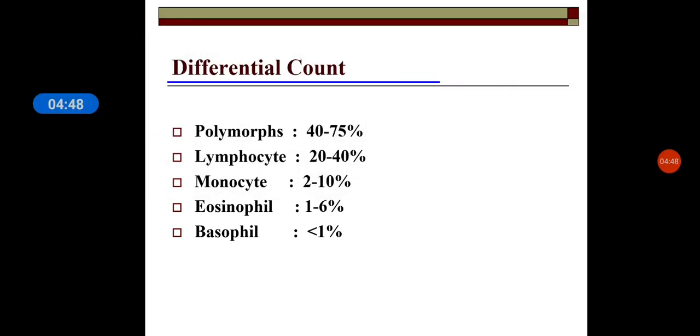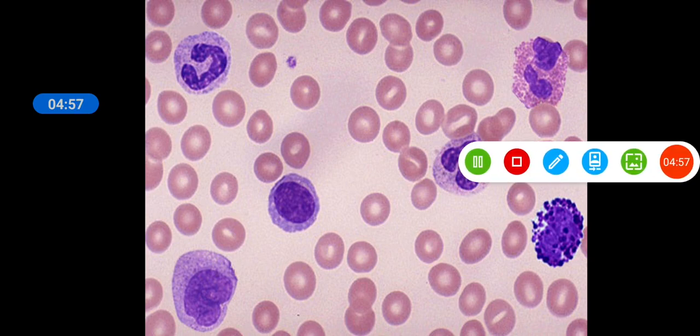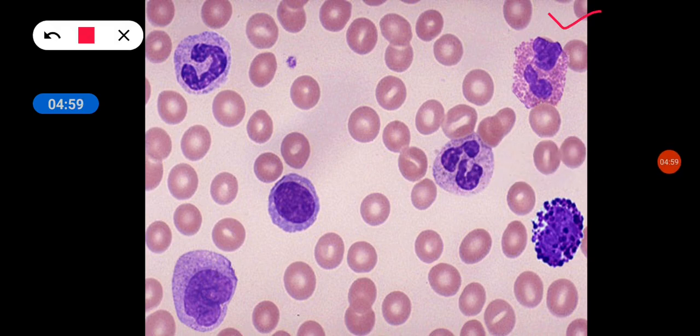You should know this. This is a peripheral smear picture wherein you can see all the forms. Here this is an eosinophil, here you have a basophil, you have neutrophil, this is a lymphocyte, this is a band form of a neutrophil, and this is the monocyte. Clear?